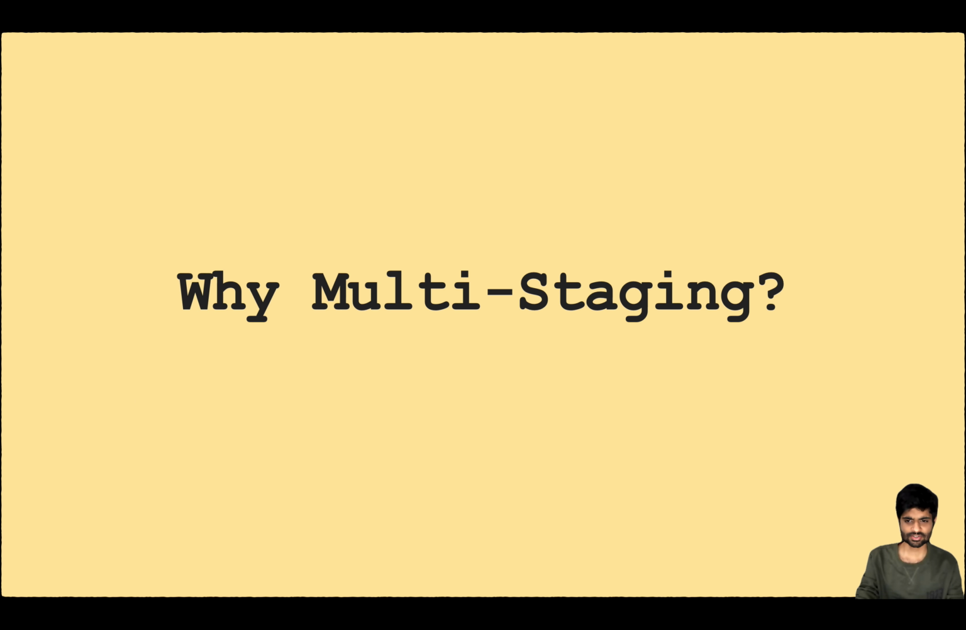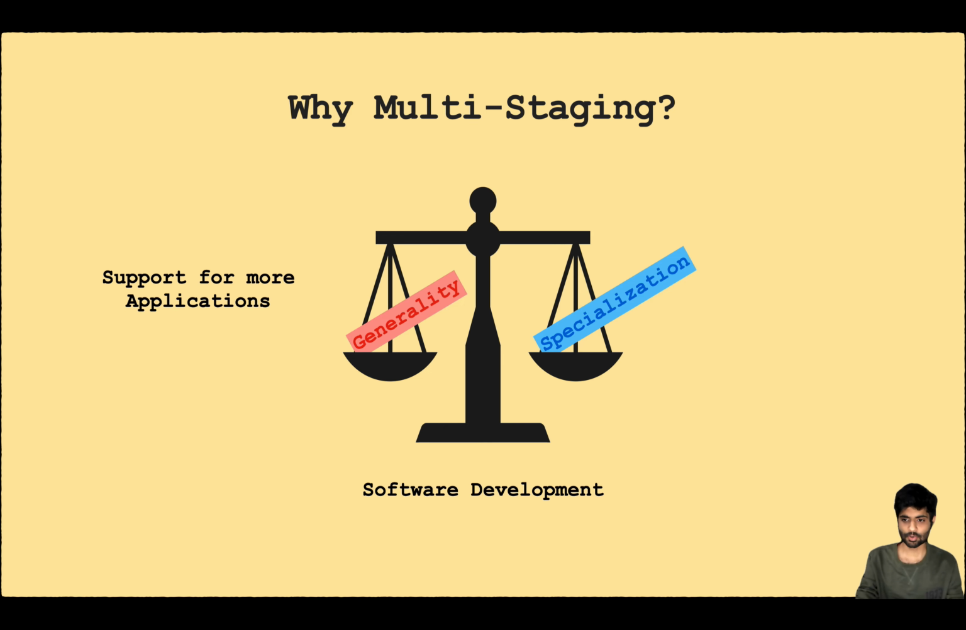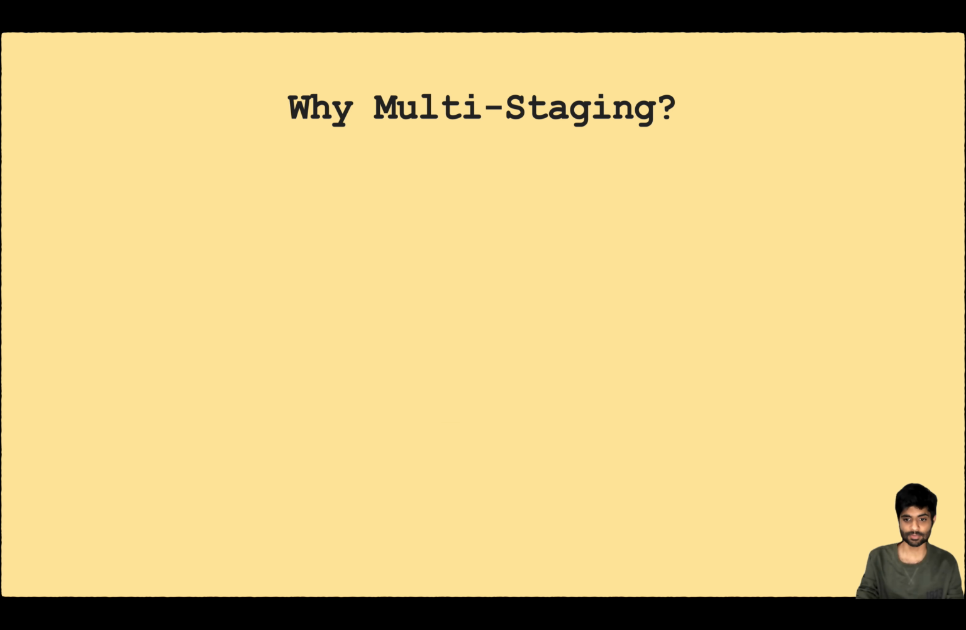Some of you might ask, what is the technical reason behind using multi-stage programming? Software development is a process of striking a balance between generality and specialization. Writing generalized software lets us support many applications with little to no extra effort, which makes development easier and faster. Writing specialized implementations tailored to specific scenarios and inputs, on the other hand, gives us the best performance.